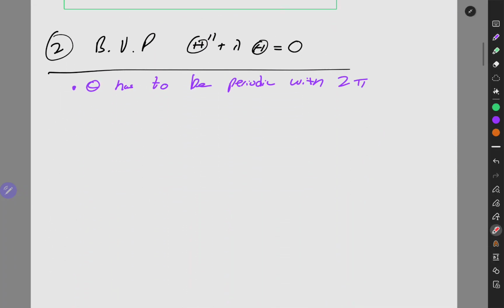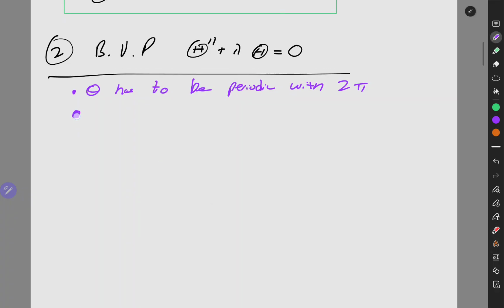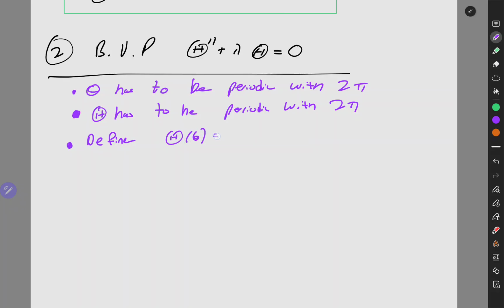So we know theta has to be periodic with 2 pi. This allows us to define that theta of theta is equal to theta of theta plus 2 pi. Same solution, right?